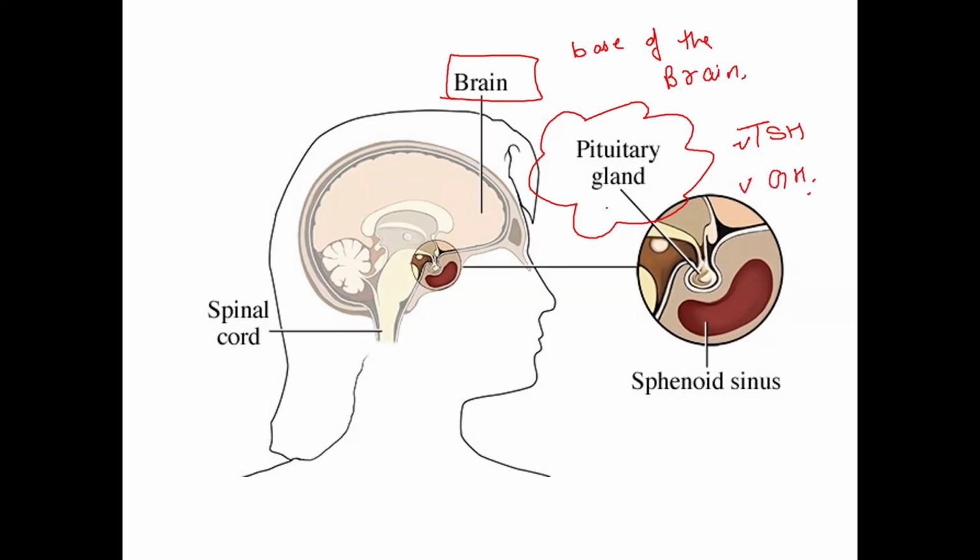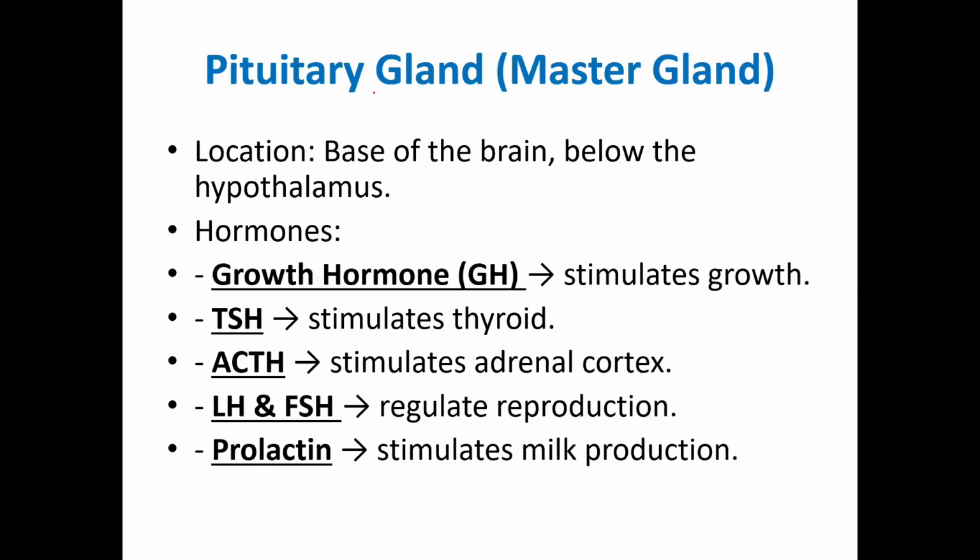Okay, the pituitary gland. The pituitary gland controls the other glands, so it's like a boss. So it's called the master gland. Right. So why do we say master gland? Because it controls many other glands and hormone release.